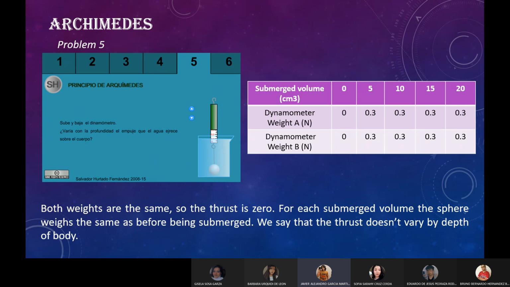So both weights are the same, so the thrust is 0. For each submerged volume, the sphere weighs the same as before being submerged. We say that the thrust doesn't vary with the depth of the body.